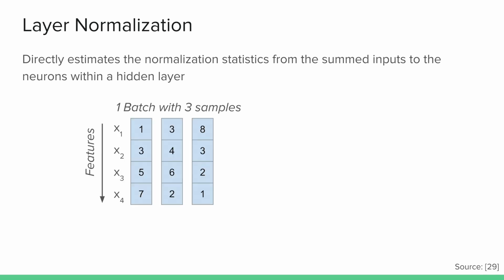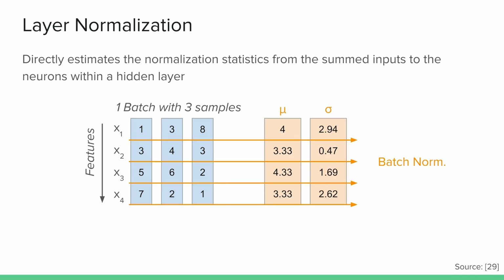If we have a batch with 3 samples here, and those are our input features, x1 through x4, then what batch normalization would do is it would calculate the statistics, the mean and the variance for each feature. So here across the features x1, 2, 3 and 4. But as you can imagine, this is now sensitive to the size of our batches. So if you have a small input batch size, the output statistics that we compute here are very sensitive.